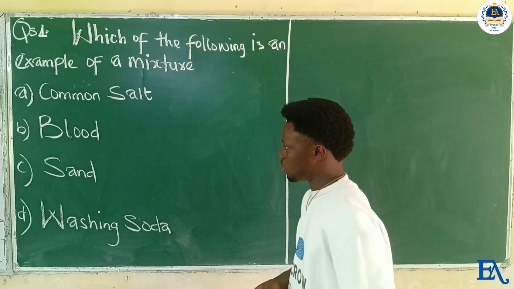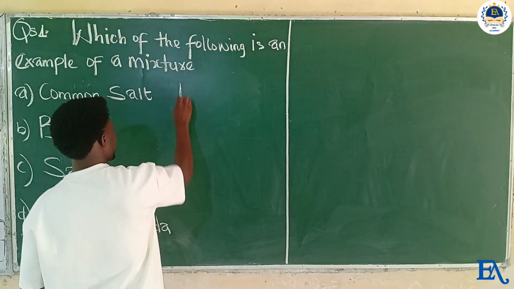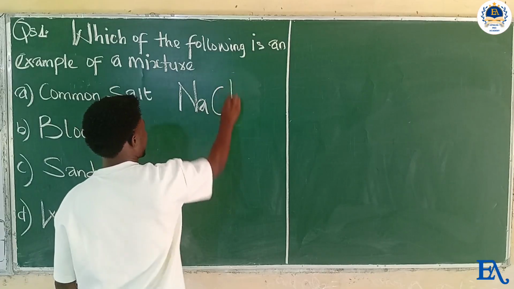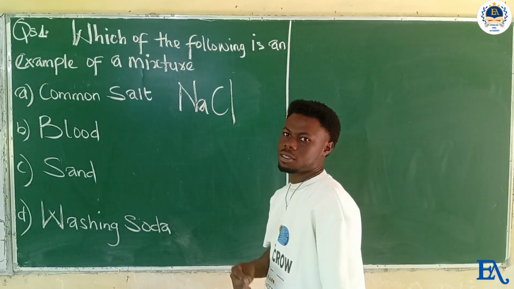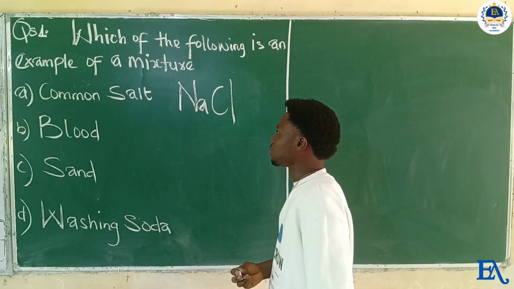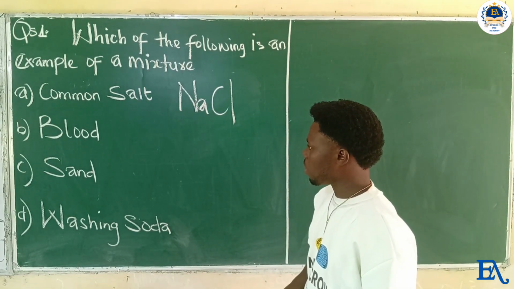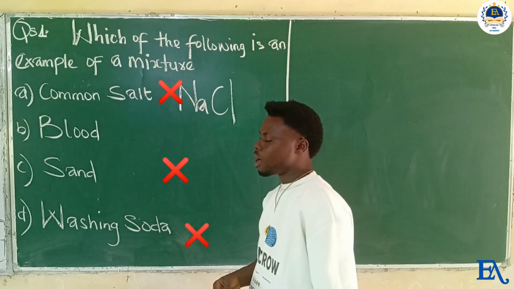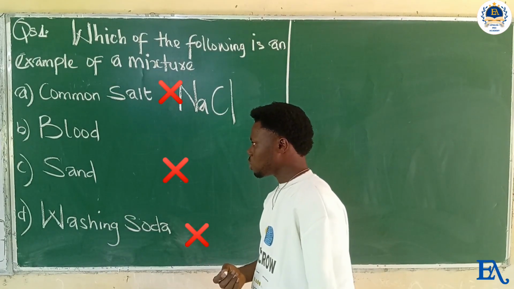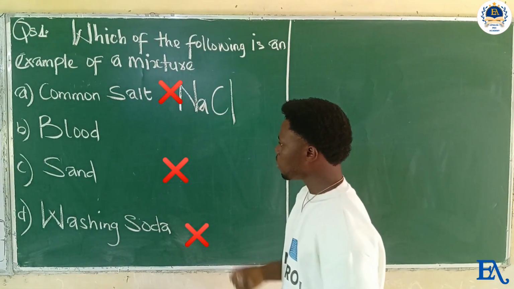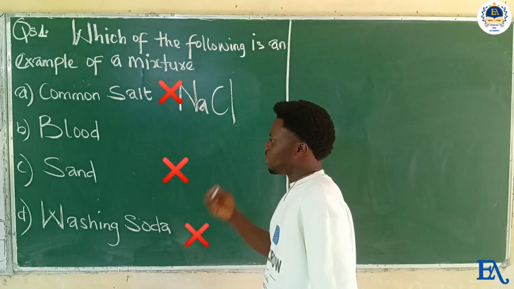So let's go back to the options. Option A, we have common salt. Common salt is sodium chloride, sodium combining with chlorine. So this is what we call a pure compound. So we cannot separate this with a physical method. Option A is wrong. Option B is blood. We have the red blood cell, the white blood cell, plasma, and so on. So these components can be separated using a physical method. So the right answer is B.